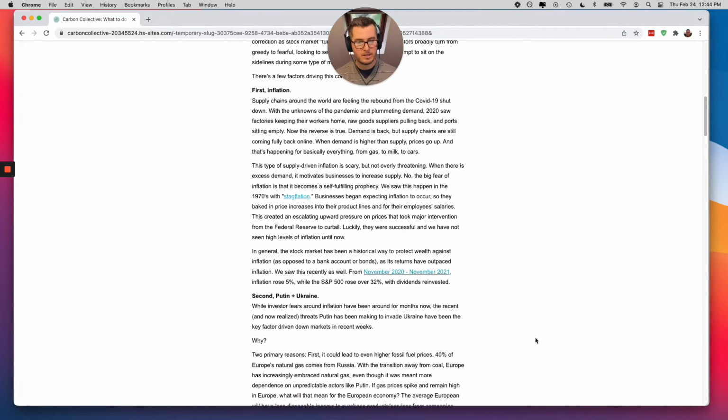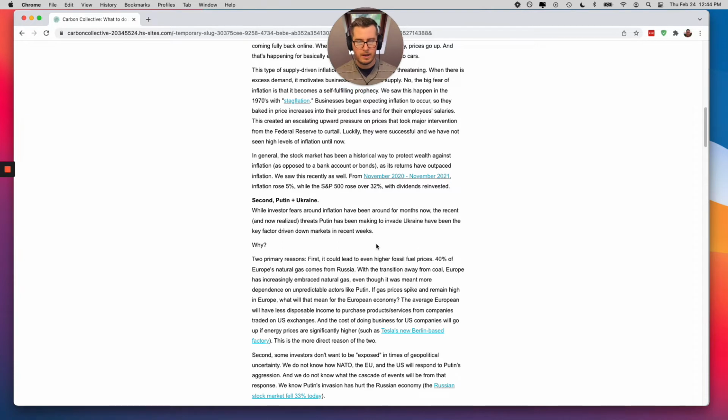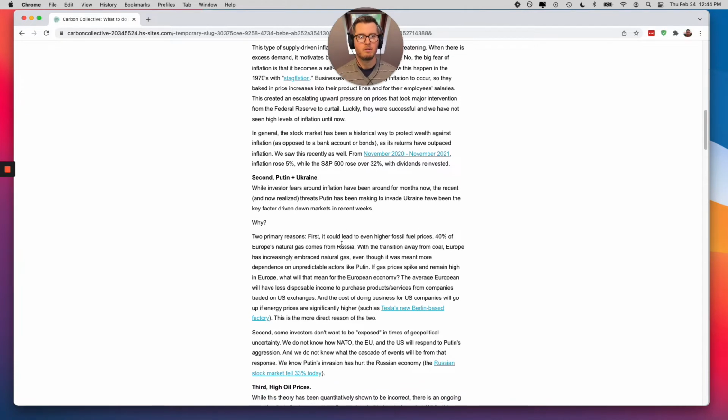The big risk of inflation here is that it becomes a self-fulfilling prophecy. This is where companies raise the prices of their goods and what they pay to their employees in the expectation of inflation. This is the big scary thing that could happen here. There's not yet a clear indication that this is happening, but it's something that we very much need to keep our eye on.